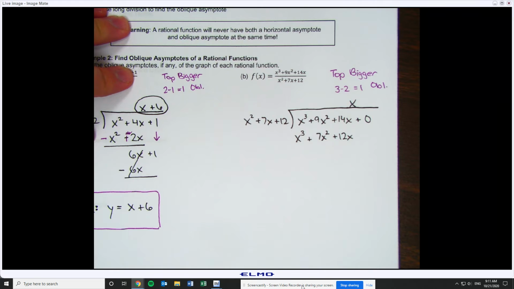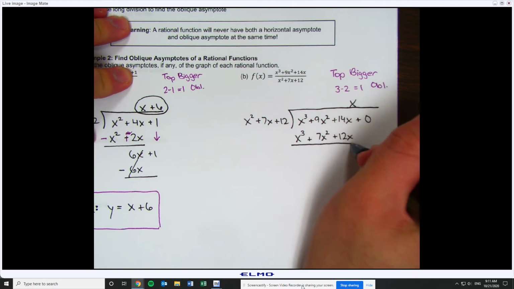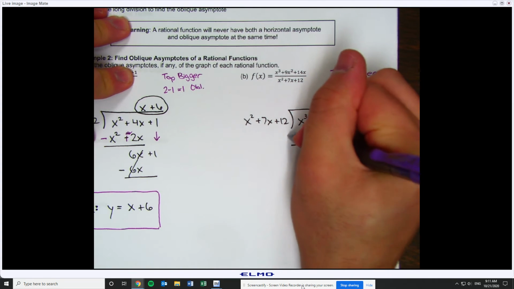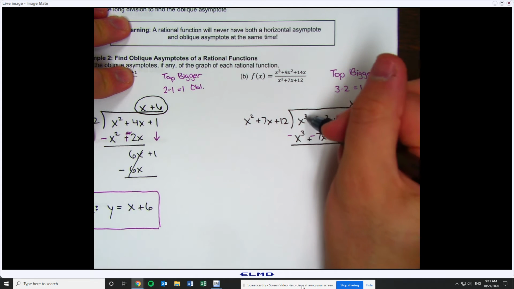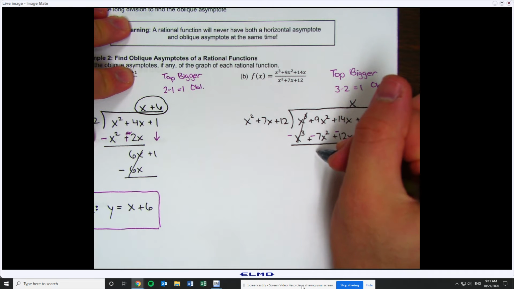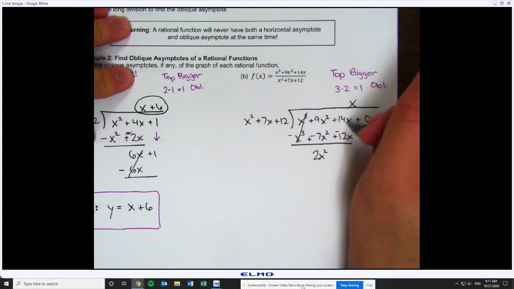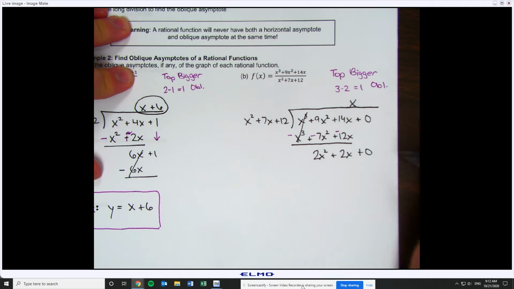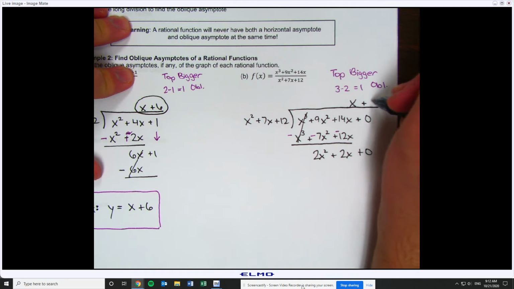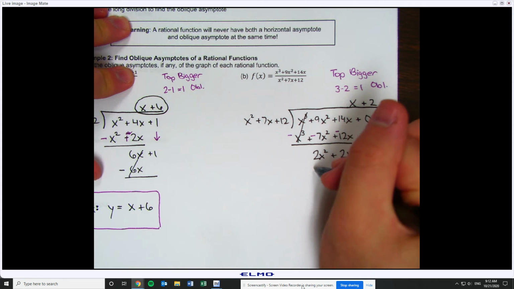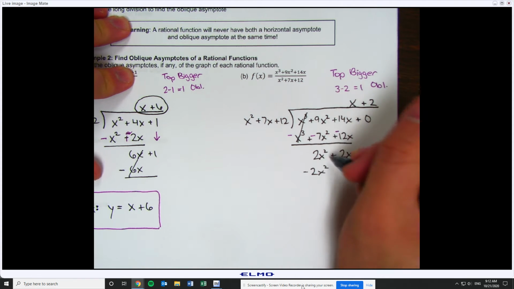Got it. Now I can go through and do my subtraction. That means this is going to change to a negative, negative, and negative. Those cancel. This is going to give me 2x squared, and those will give me plus 2x. Then I have my plus 0. Got it. Now, what I need to do next, what can I multiply x squared by so it cancels with 2x? I need to multiply by 2. 2 times x squared is 2x squared. When I subtract, they cancel, we're done.